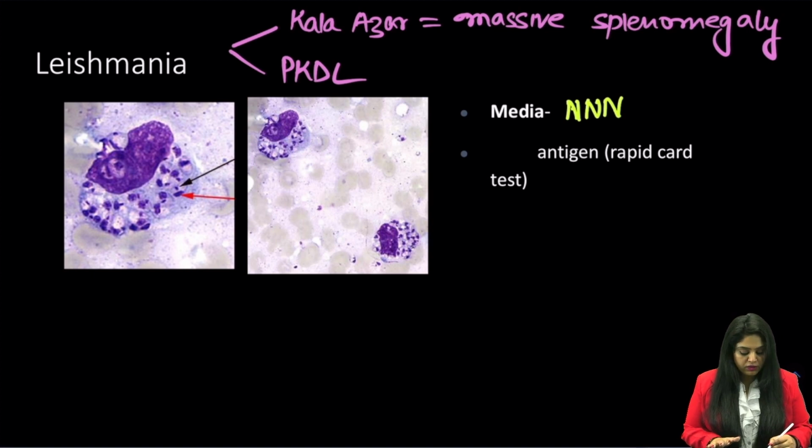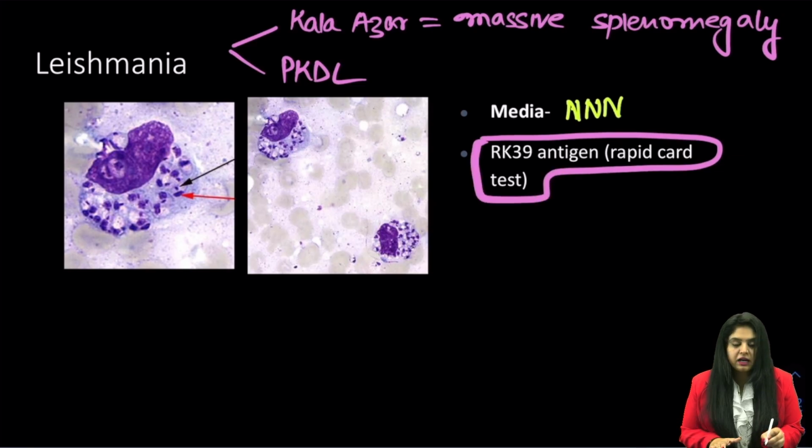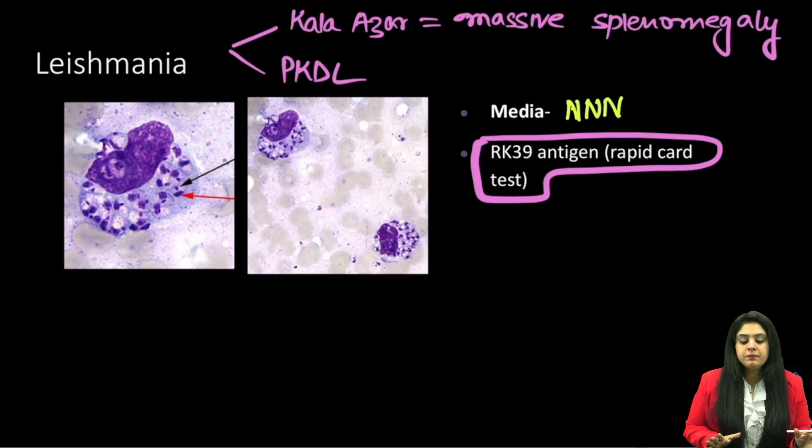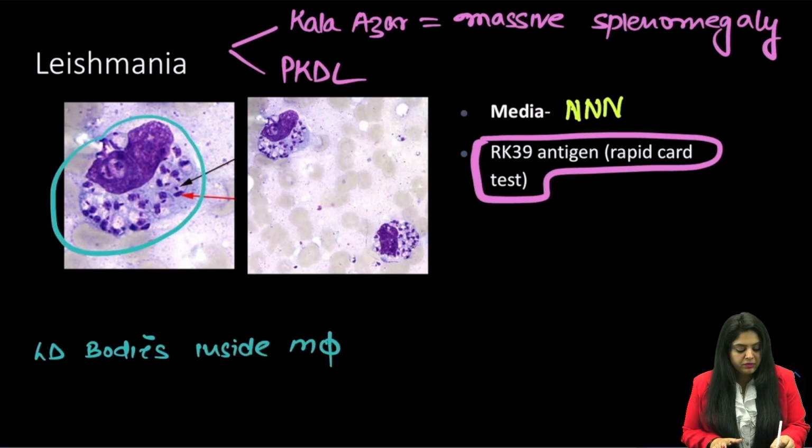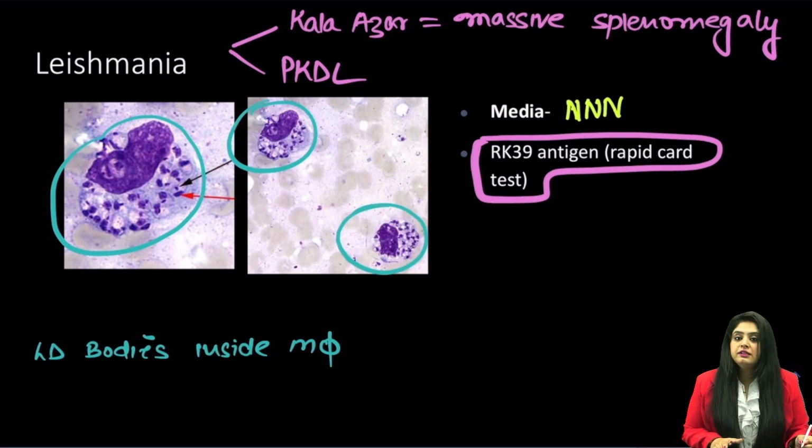But nowadays, more than all these media, what is the rapid antigen testing that is being done? There's rK39 antigen testing, rapid card testing, very famous for leishmania. What do I have to know further? In leishmania, what are these pictures? Please remember, there is something known as LD bodies. Firstly, LD bodies are going to be inside some cells. And what are those cells? Those are macrophages. So be it this or this or this, these are all macrophages.